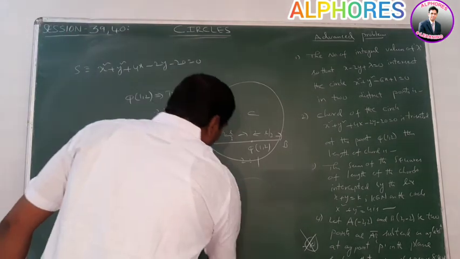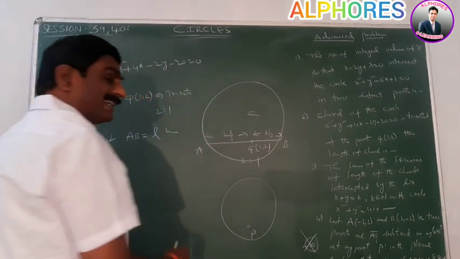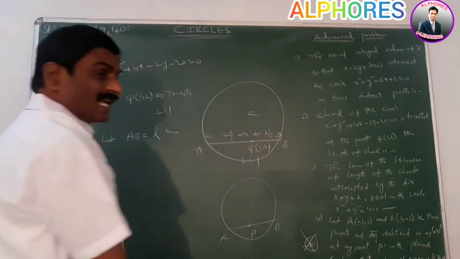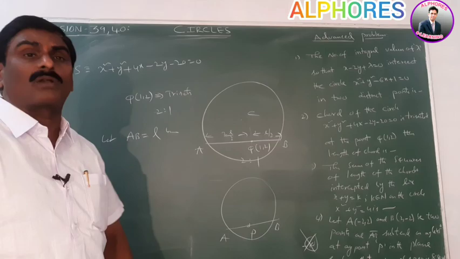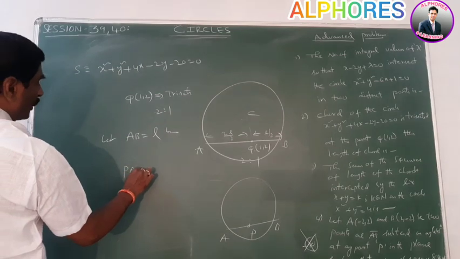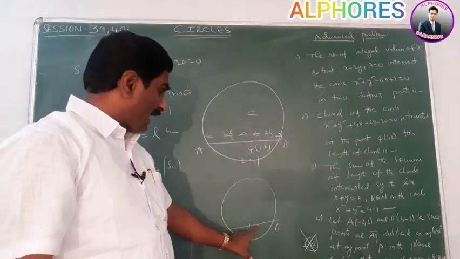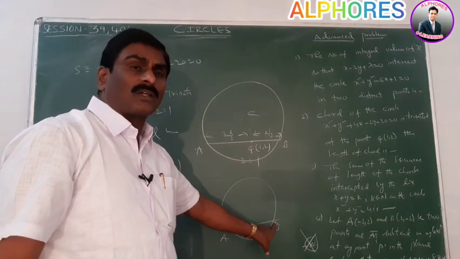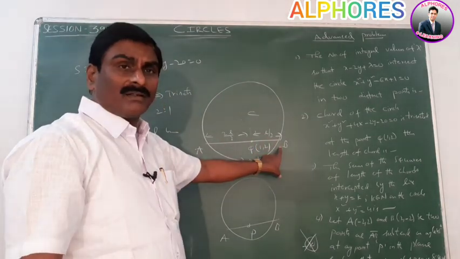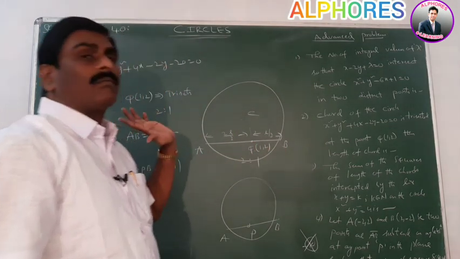You know the power of a point, already discussed. If P is any point, interior or exterior, and the line through P meets the circle at A and B, then PA into PB is equal to mod S11. By using this property, we find the value of L. Similarly, Q divides the line segment AB in the ratio 2:1. A, Q, B are collinear. Okay, so QA into QB is definitely equal to mod S11.